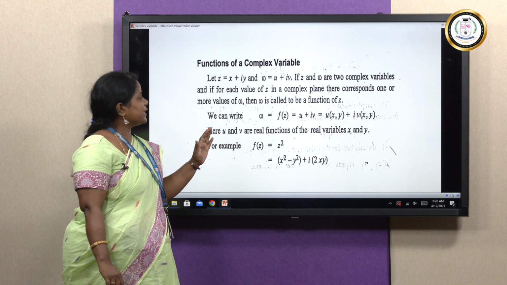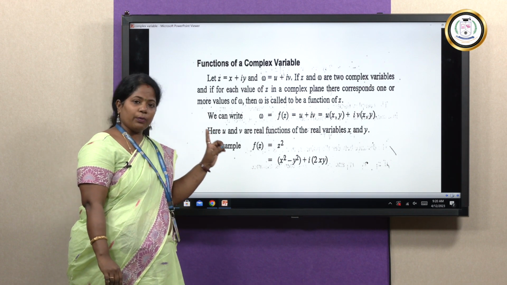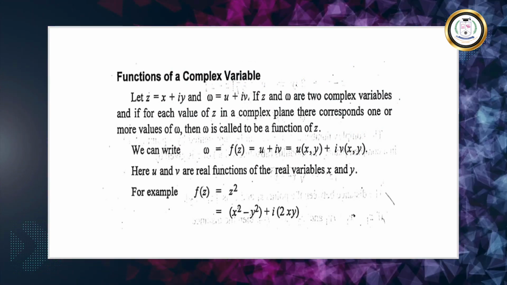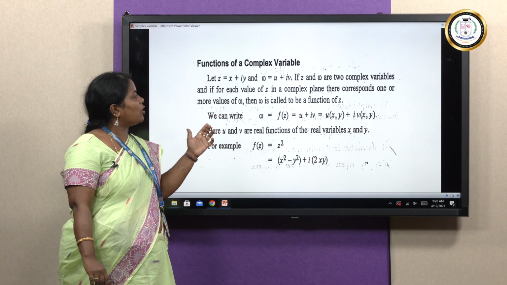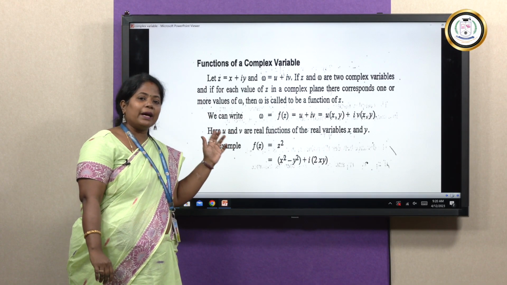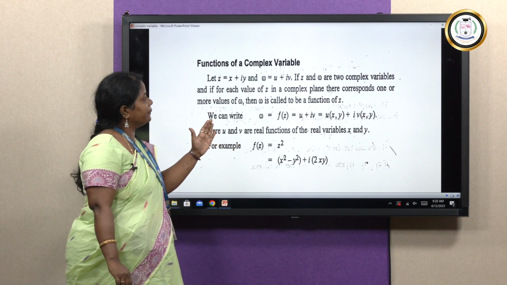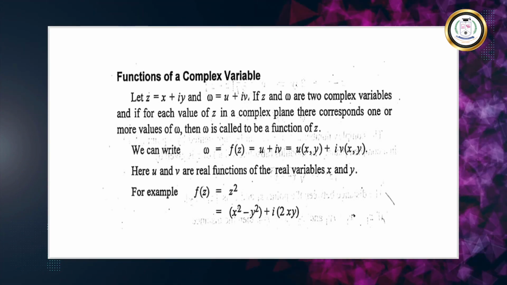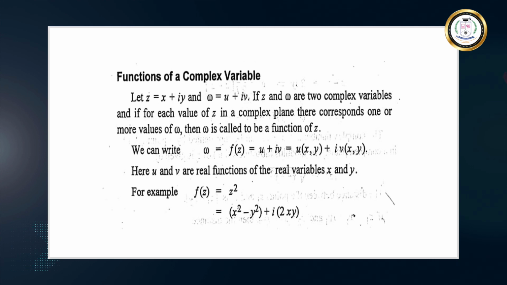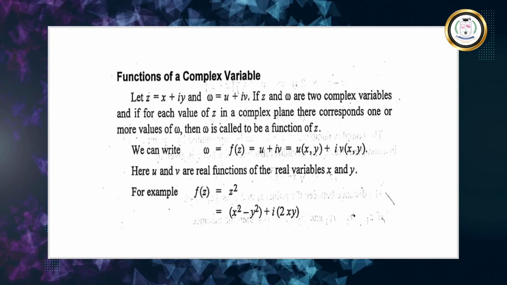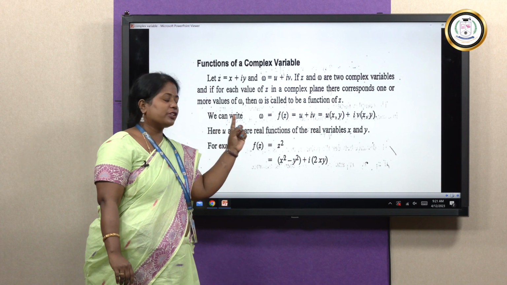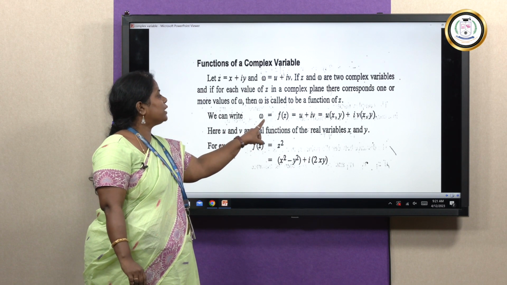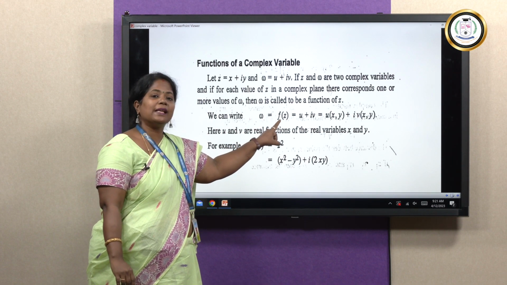The functions of a complex variable. z is equal to x plus iy and w is denoted by the letter omega. Usually the complex variable is denoted by w is equal to u plus iv. If z and omega are two complex numbers, and for each value of z in the complex plane there corresponds one or more values of omega, then omega is said to be a function of z. We can write it in the form w, or omega, is equal to f of z, which is equal to u plus iv.